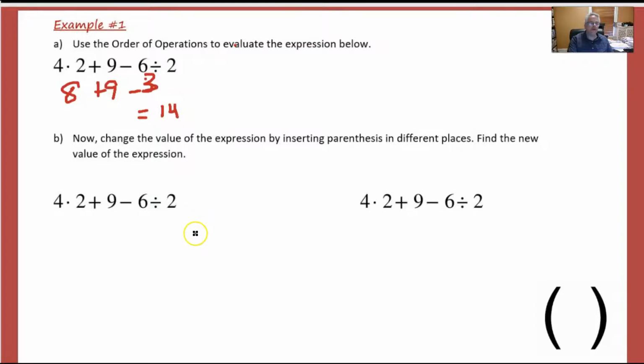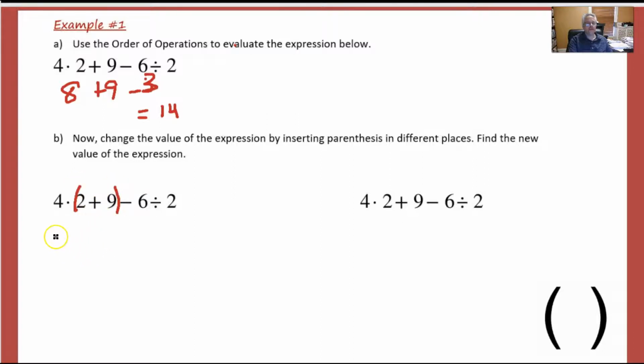All right, now we're going to try to change the value by putting parentheses in. If I put parentheses here, I really didn't accomplish anything because we would have done the 4 times 2 first. Remember, parentheses force us to do something first before it normally would happen. So that wouldn't be too helpful. That would give us kind of the same thing. But what if I put the parentheses here?